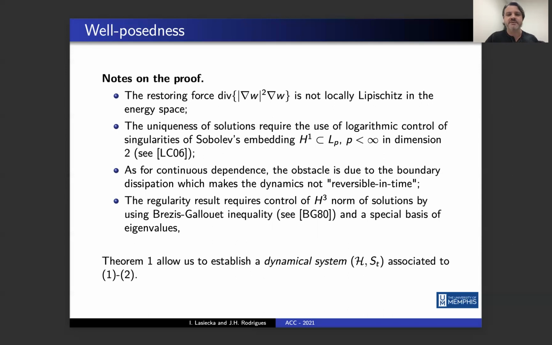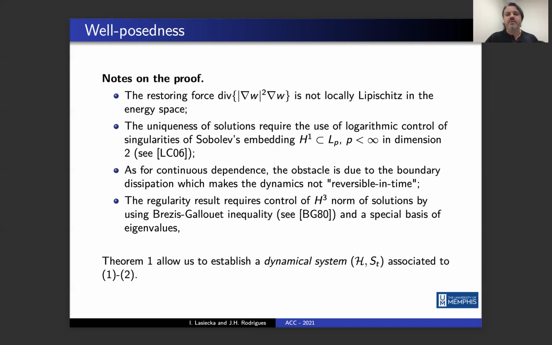As for continuous dependence, the obstacle here is due to the boundary dissipation, which makes the dynamics not reversible in time and therefore requires a different approach. The regularity result requires control of H3 norms of the plate solutions, which is accomplished by using the Pritchard-Galloway inequality and also a special basis of eigenvalues. For more details on this inequality, we refer to their article from 1980.